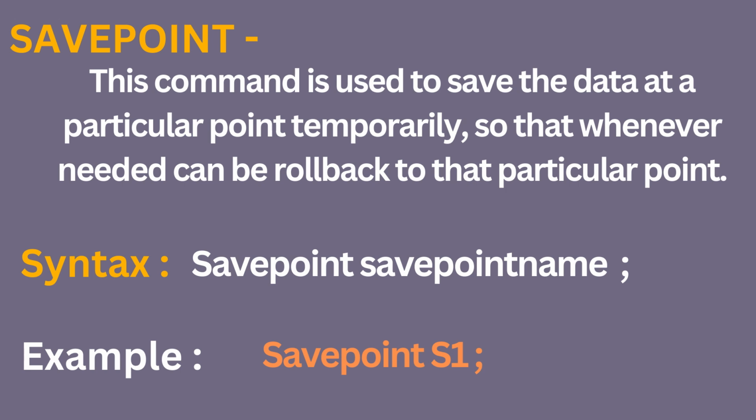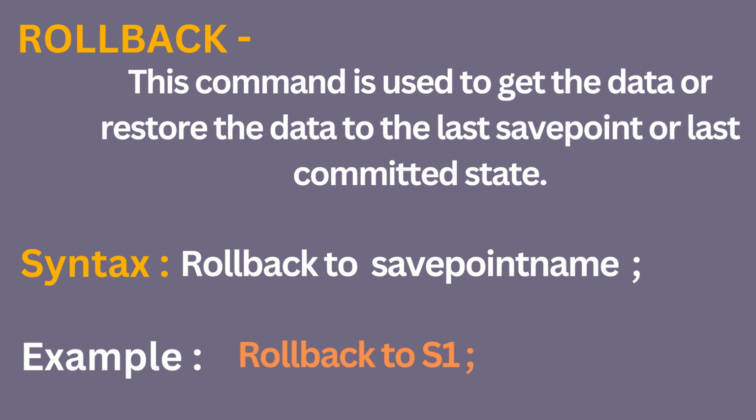Next we have rollback. Rollback command is used to restore the data to the last save point or last committed state. If due to some reasons the data inserted, deleted or updated is not correct, you can roll back the data to a particular save point. The syntax is rollback to save point name. Example, rollback to S1. Now let me explain about rollback and save point by taking one example.